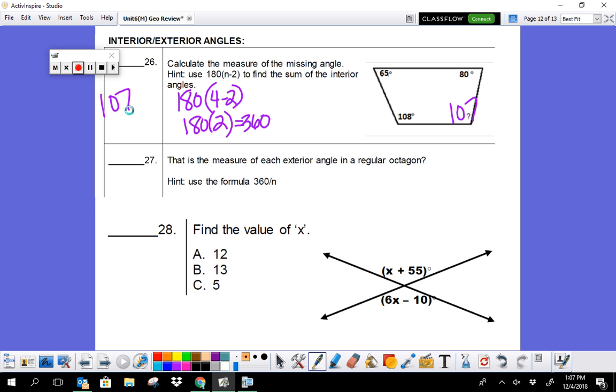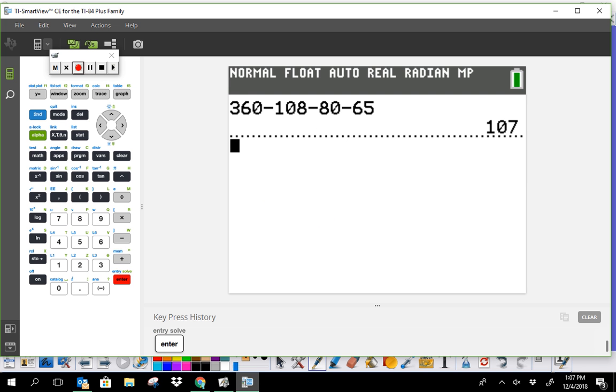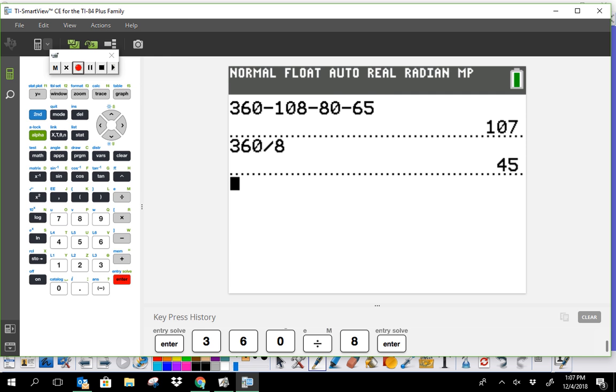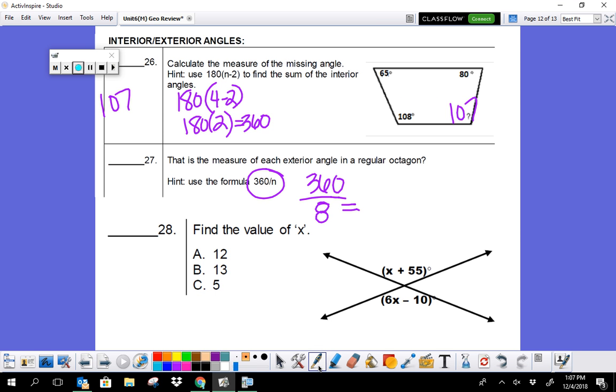27. It's supposed to say, what is the measure of each exterior angle in a regular octagon? So remember, exterior angles add up to be 360. That's why it says use this 360 divided by n. So I'm going to do 360 divided by 8. And go to my calculator because I don't know that. 360 divided by 8 is 45. So each measure of the exterior angle in an octagon is 45.